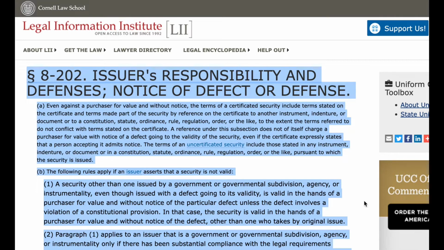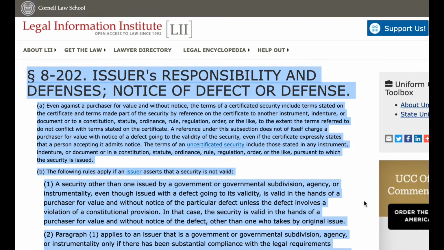A reference under this subsection does not of itself charge a purchaser for value with notice of a defect going to the validity of the security, even if the certificate expressly states that a person accepting it admits notice. The terms of an uncertificated security include those stated in any instrument, indenture, or document or in a constitution, statute, ordinance, rule, regulation, order, or the like, pursuant to which the security is issued.